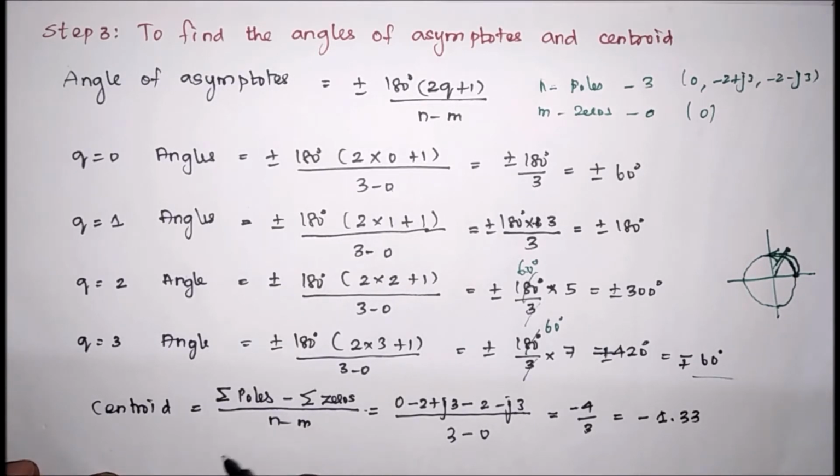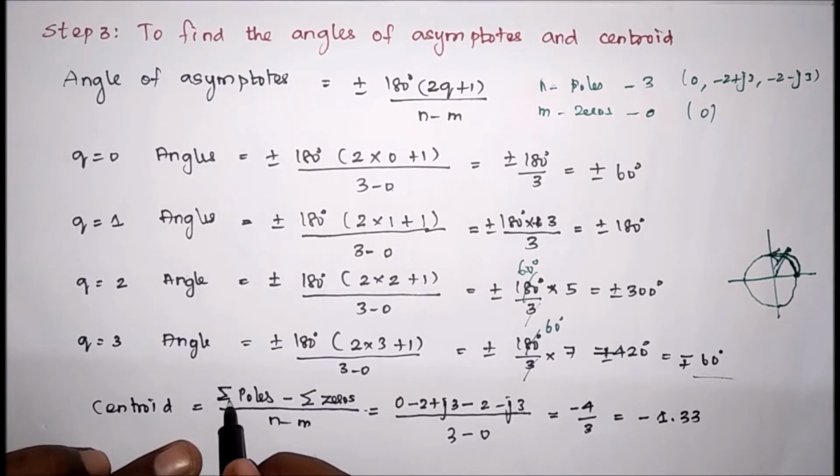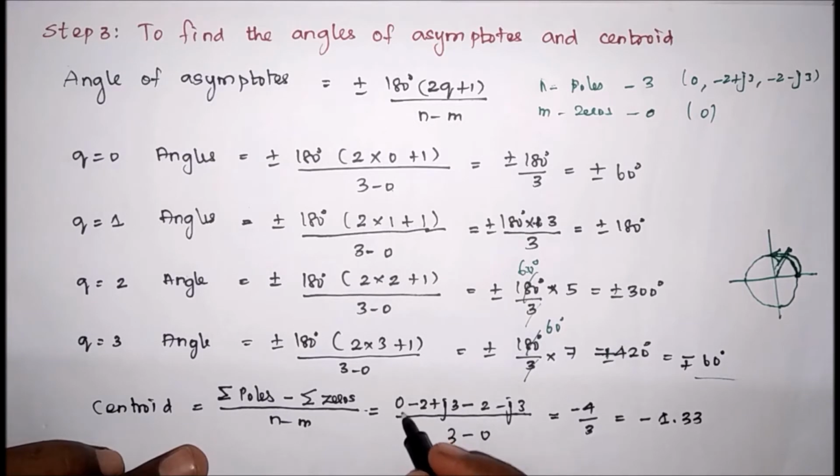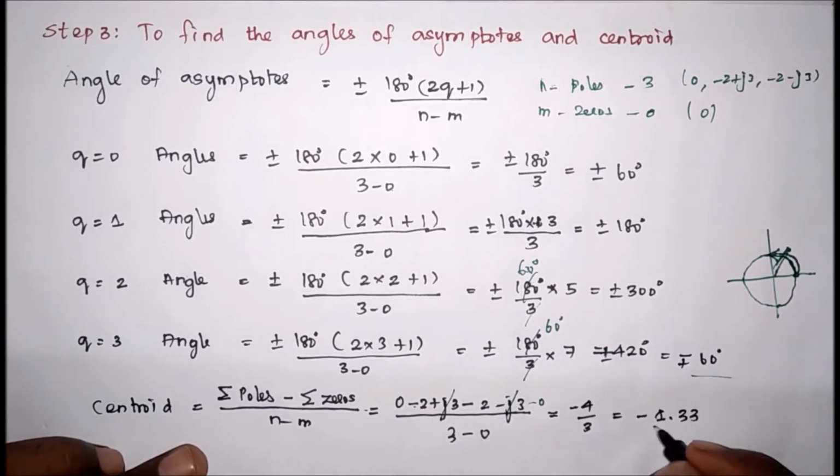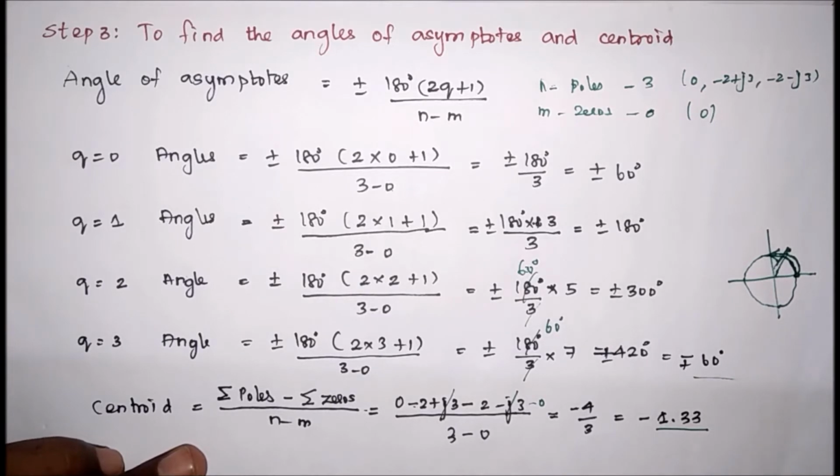So now, next we have to calculate the centroid. To calculate the centroid, we use this formula: sum of poles minus sum of zeros divided by n minus m. The sum of poles is the first pole, second pole, third pole, so we add these. Minus, there is no zero here, therefore 0. Divided by number of poles 3, number of zeros 0. If we add this, plus j3 minus j3 cancel, so minus 2 minus 2 is minus 4 divided by 3. So minus 1.33 is the centroid.